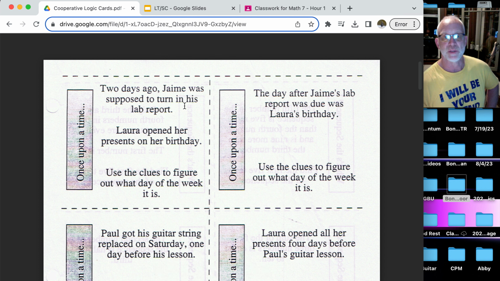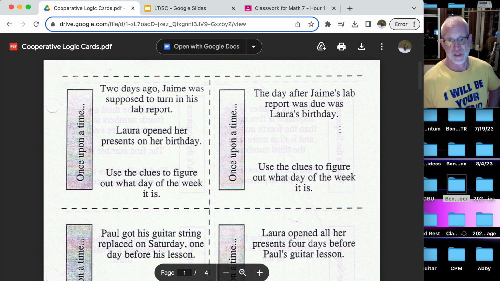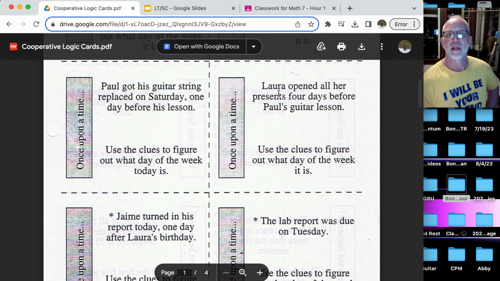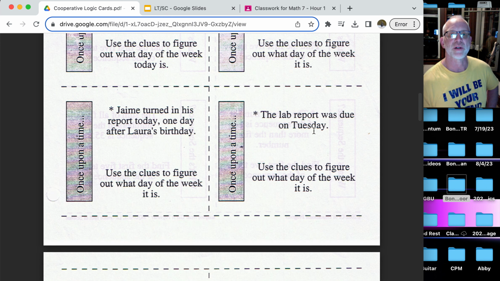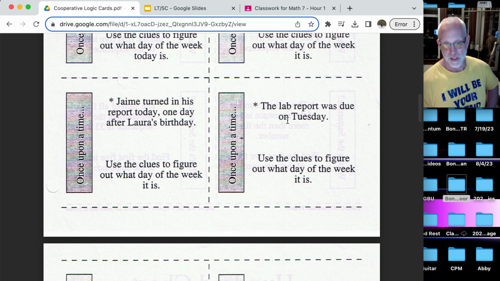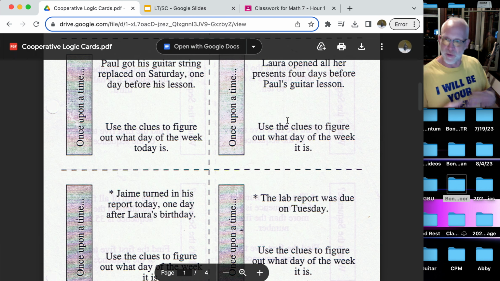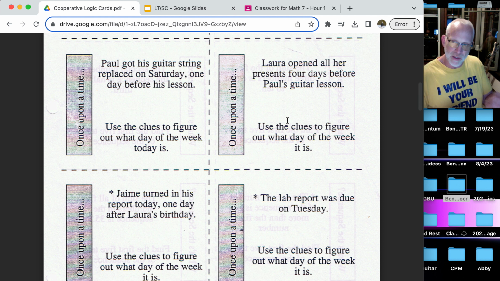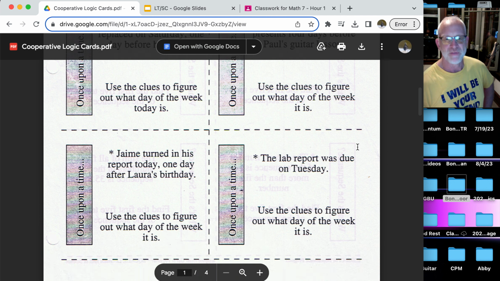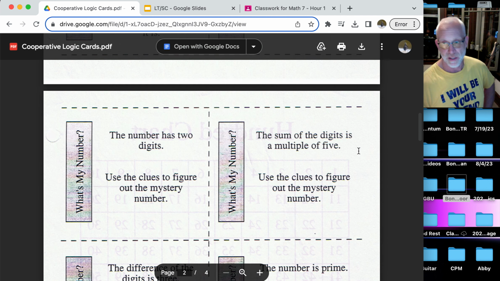2 days ago, Jamie was supposed to turn in her lab report. Laura opened her presents on her birthday. The day after Jamie's lab report was due was Laura's birthday. Paul got his guitar replaced on Saturday, one day before his lesson. Laura opened all her presents 4 days before Paul's guitar lesson. Jamie turned in a report today, one day after Laura's birthday, and the lab report was due on Tuesday. So they have to put all that information, move those cards around, and try to figure out what day of the week it is. If they figured out that one, they had this logic problem.